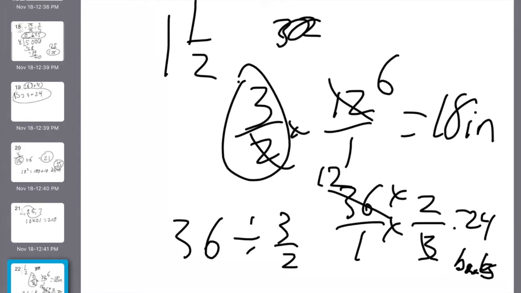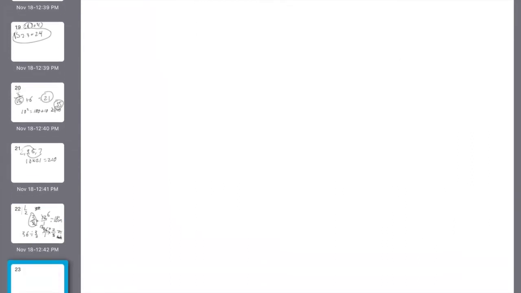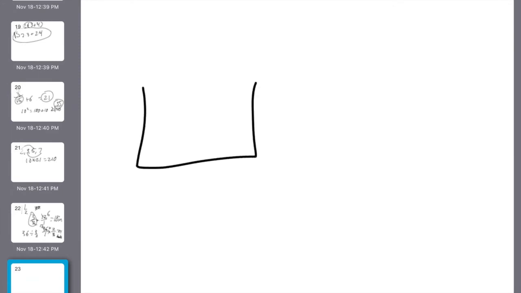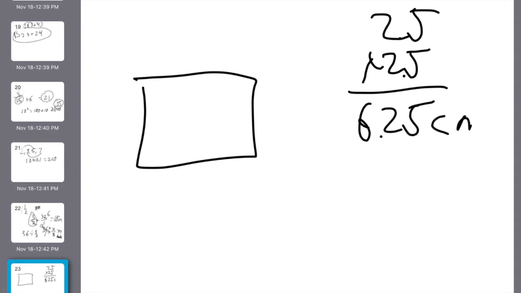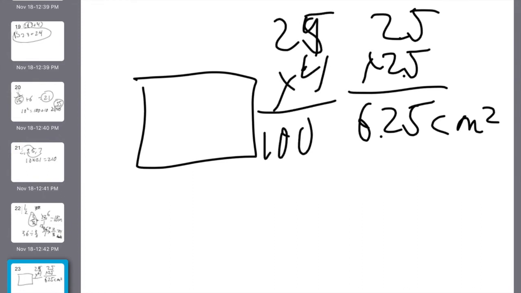Number 18. Draw a square 2.5 centimeters long. Sweet. What is the area? Well, guys, you should have this one memorized. 25 times 25 is 625. 1 decimal place, 1 decimal place. It is 6.25 centimeters squared. What's the perimeter? Now I'm doing 25 times 4. That equals 100. 1 decimal place. The perimeter would be 10 centimeters, as I just get rid of that.